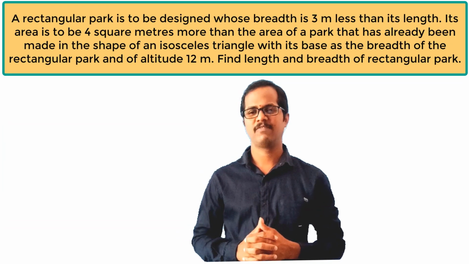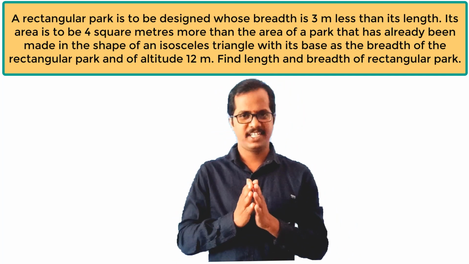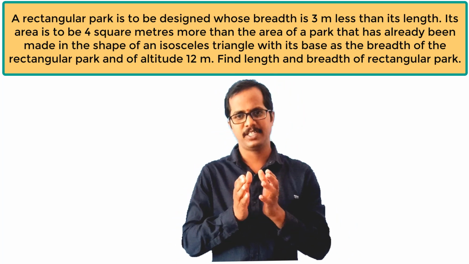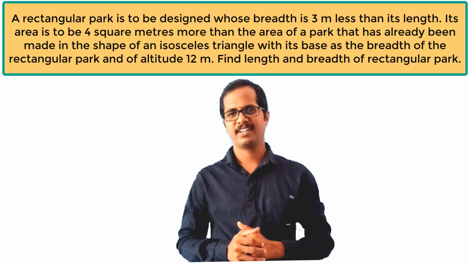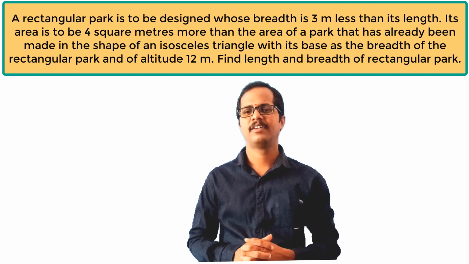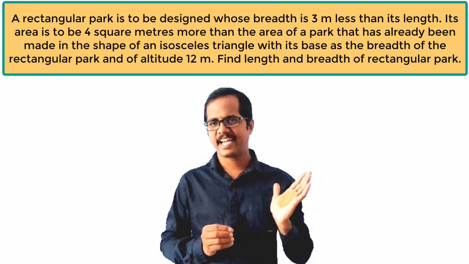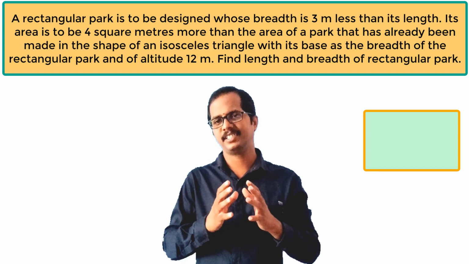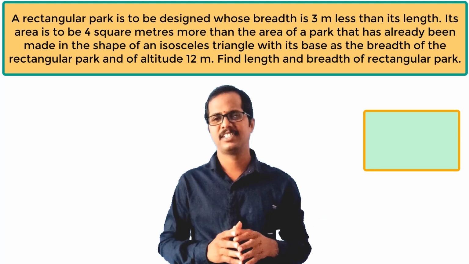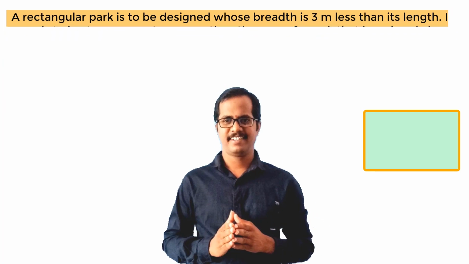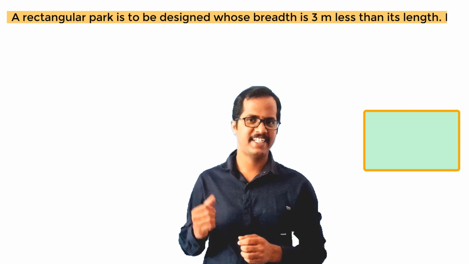By seeing the problem, we may feel that it's too lengthy and difficult. But if we read it carefully and understand the problem clearly, then we can solve it very easily. So let us try to understand this problem by going through each and every word. Here a rectangular park has to be designed, and the relation between the dimensions is given. Let us go through the first sentence. What is given here? A rectangular park is to be designed whose width is 3 meters less than its length.